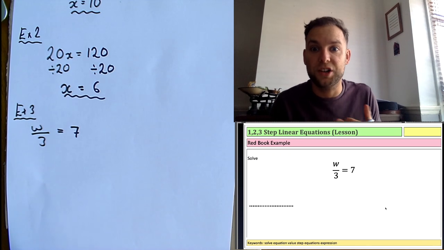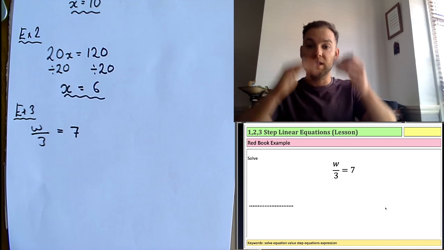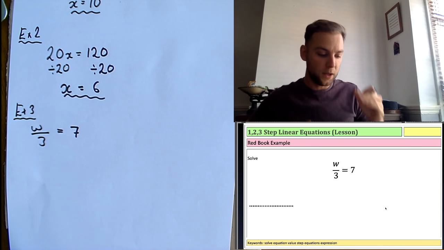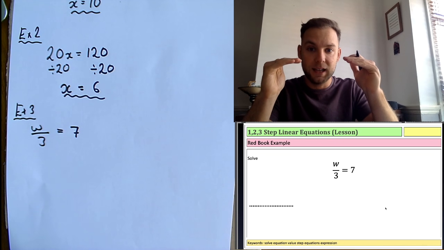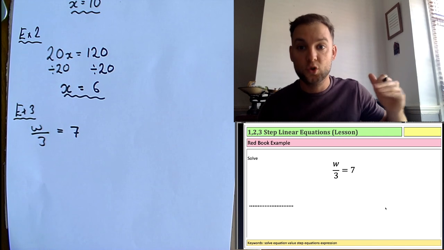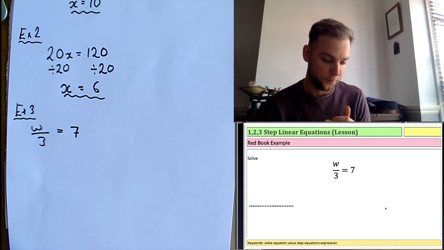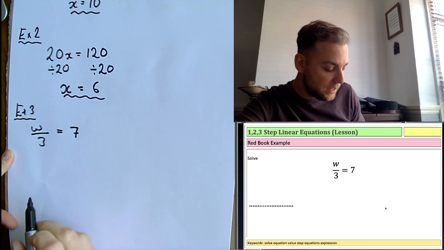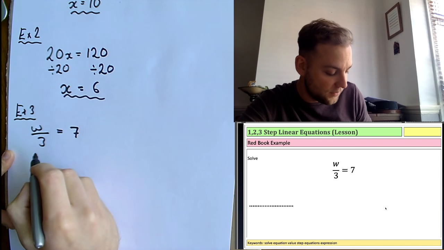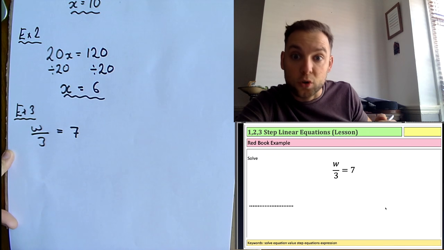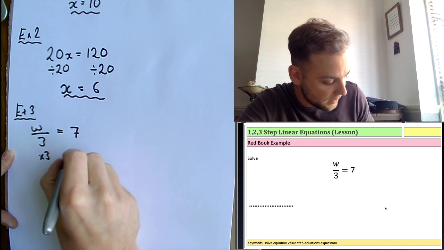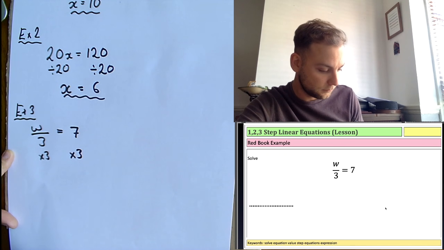Well, it's written as a fraction and it actually means divide. It means w or something there. Notice it's not x this time, it's w. W divided by 3 is equal to 7. So something divided by 3 is equal to 7. So to get this on its own, I need to get rid of this divided by 3, I need to do the inverse of dividing by 3, which is timesing by 3. So I'm timesing by 3.